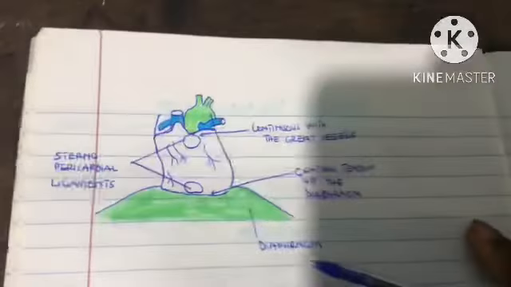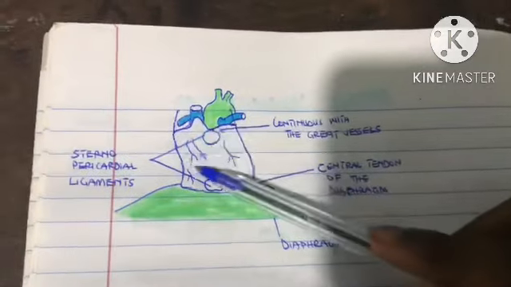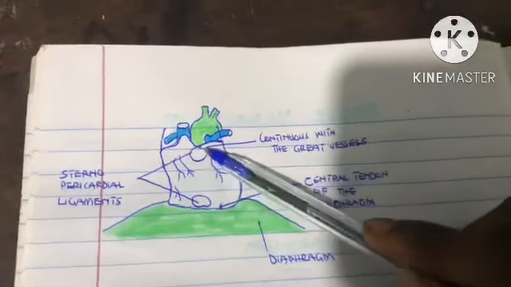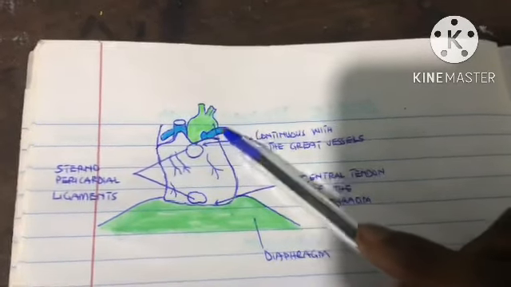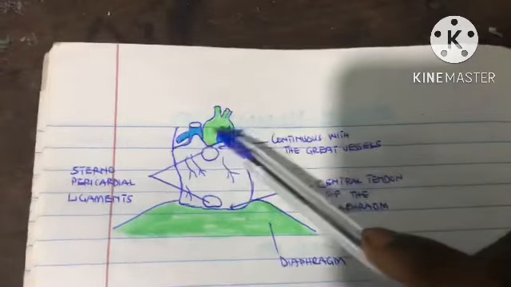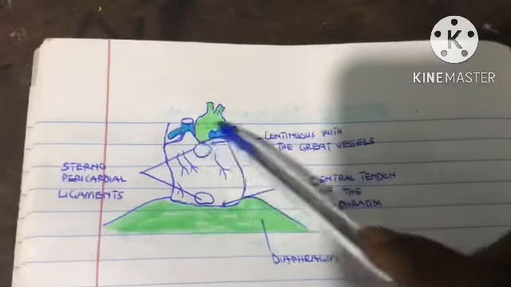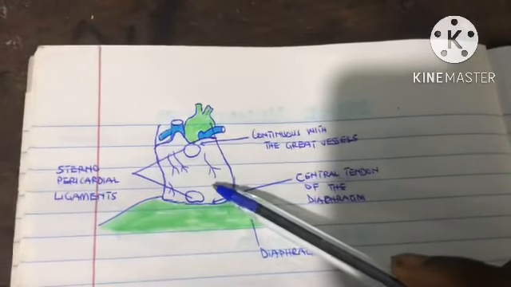Let's look at the fibrous pericardium in detail. This is the fibrous pericardium. This is the heart. You can see that it is covered by the fibrous pericardium. This fibrous pericardium continues superiorly with the great vessels. You see, these are the great vessels.